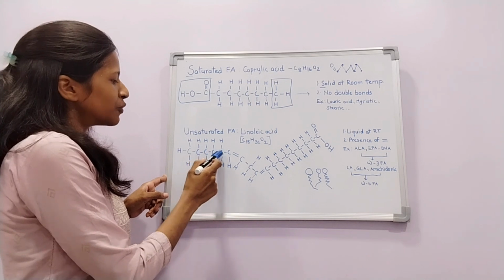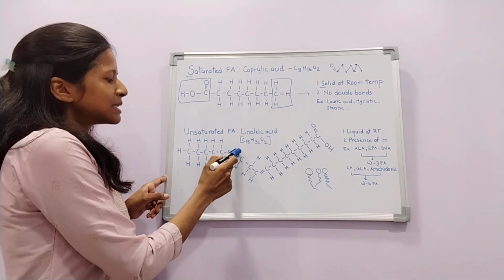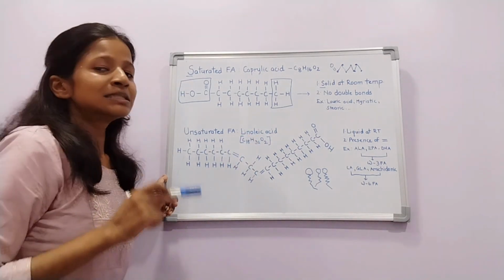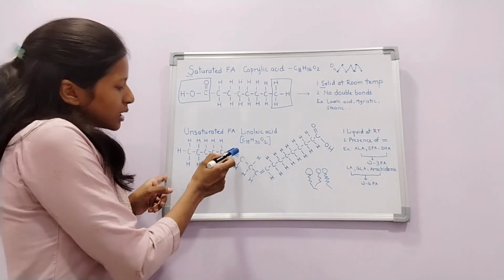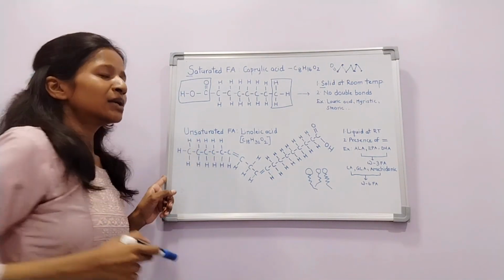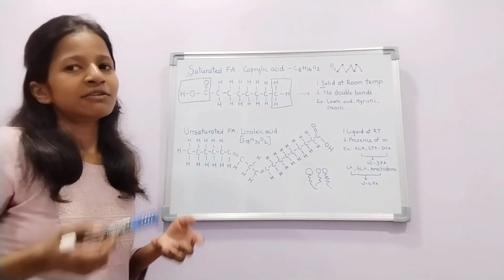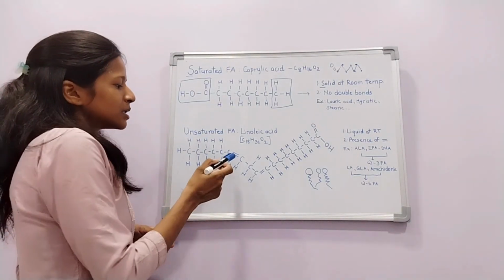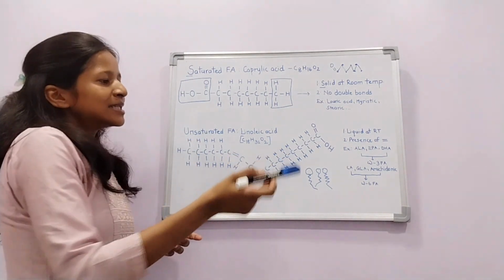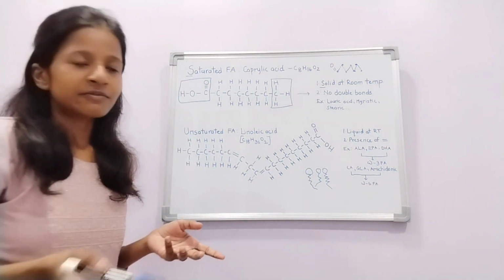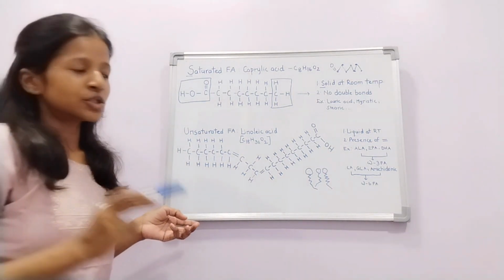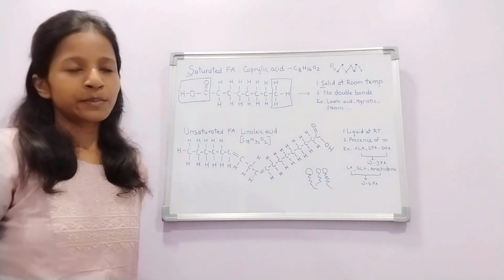So 1, 2, 3, 4, 5, 6. The double bond is present in the 6th carbon atom, which makes linoleic acid an omega-6 fatty acid. Now if the double bond is present next to the third carbon atom, that would be an omega-3 fatty acid. So based on the number of the carbon atom holding the first double bond, omega-3, 6 and 9 fatty acids are classified, and always remember numbering has to start from the methyl group, CH3 group, not from the COOH group.